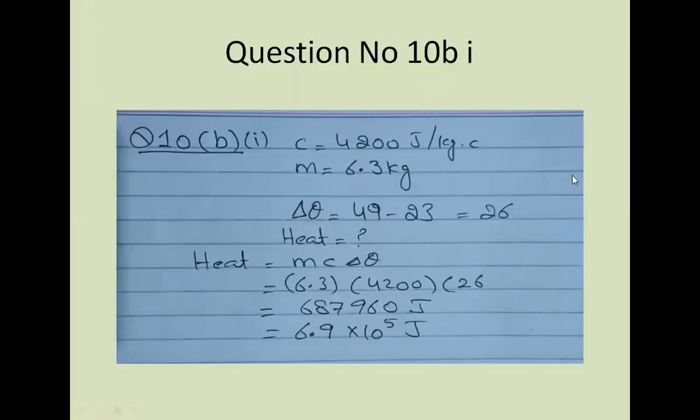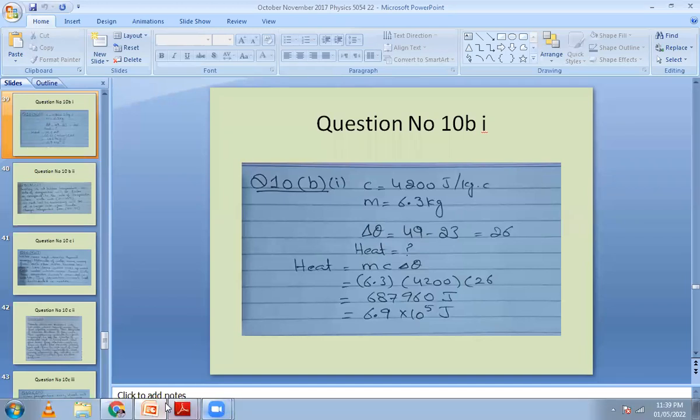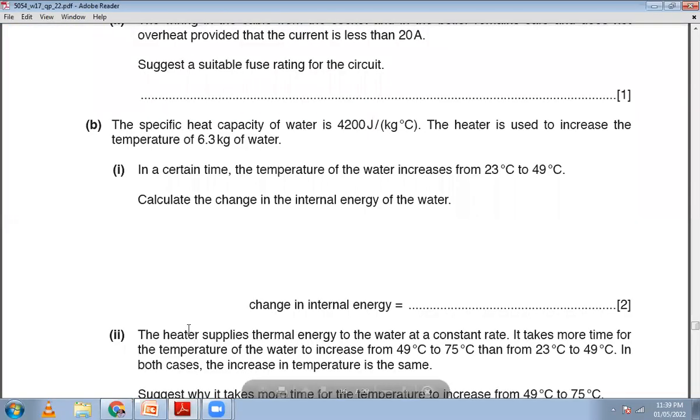So heat is equal to mc delta theta. So m is 6.3 kg, c is 4200 joules per kg per degree centigrade, and the change in the temperature is 49 minus 23, that's 26. So just enter these values in your calculator and you will get 6.9 × 10^5 joules. So the heat will be 6.9 × 10^5 joules. Hopefully you understand this numerical. It's a very, very famous question.